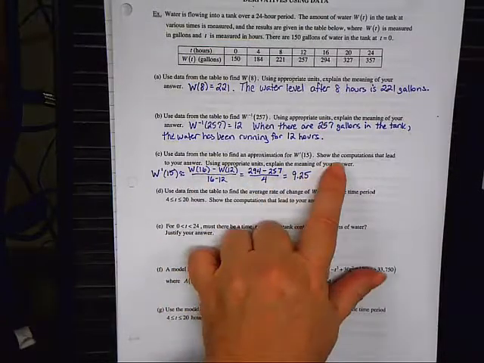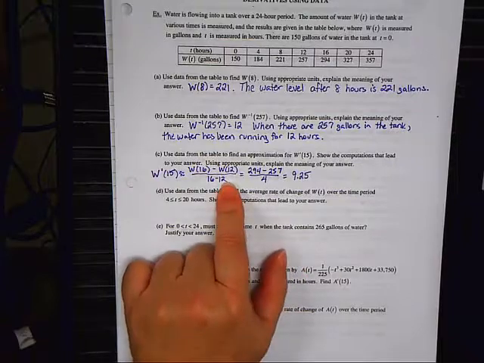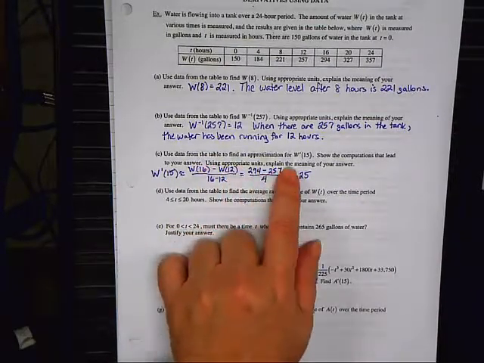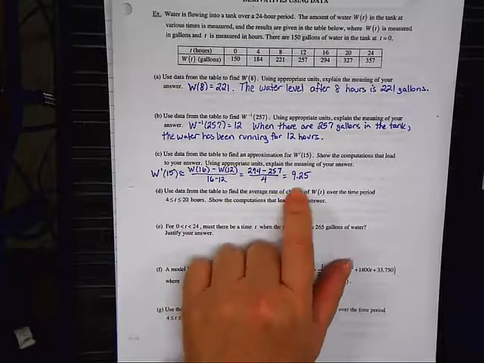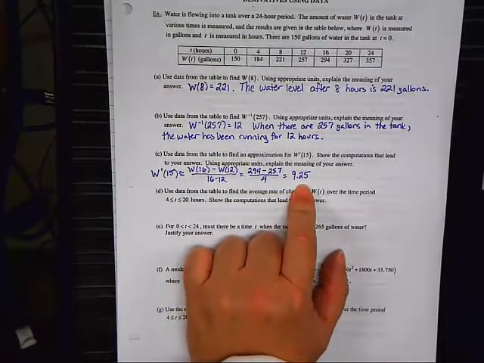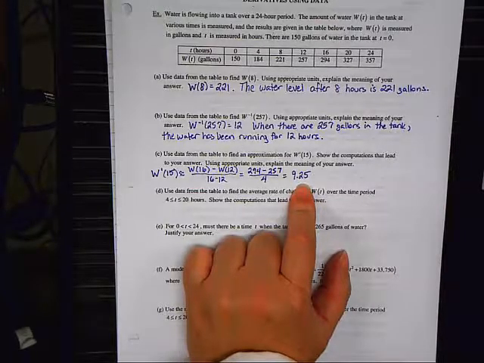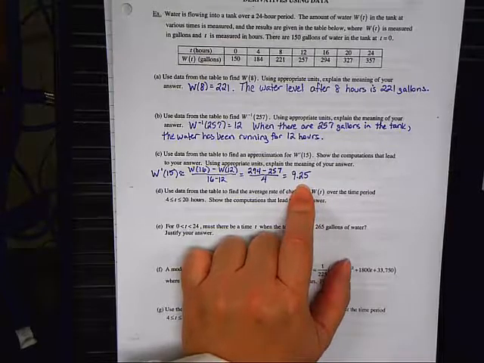It says, show the computations that lead to your answer. That's what I did. I showed my work. Then it says, using appropriate units, explain the meaning of this. Well, first of all, I need to label this answer. Does anybody know how to label this answer? Gallons per hour. Colin says gallons per hour, and you are right. How did you know that?